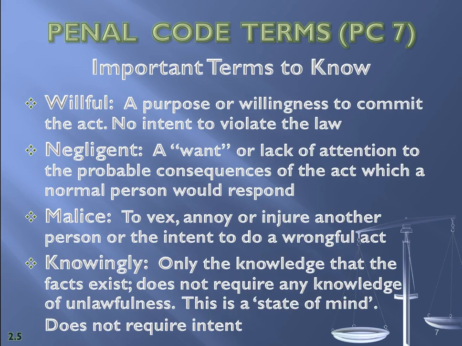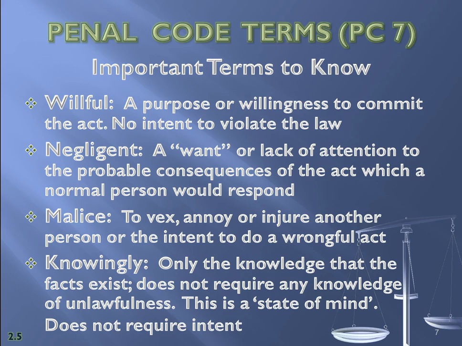Some important terms to know are listed on page 20 in your textbook. We're not going to go through every single one, but a couple of them are really important. Words used in the penal code in the present tense include the future as well as the present. Words used in the masculine gender include the feminine and neutral. The singular number includes the plural, and the plural includes the singular. So when you read codes, don't get huffy because it might say his instead of her, or hers instead of his.